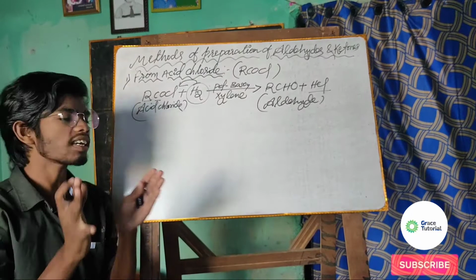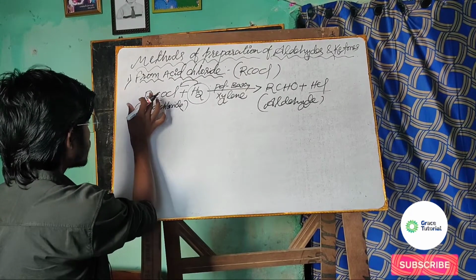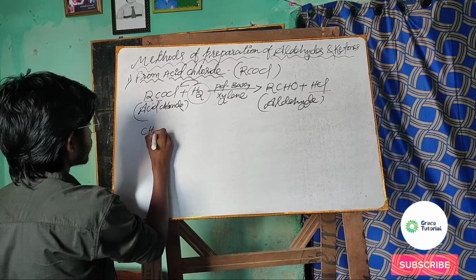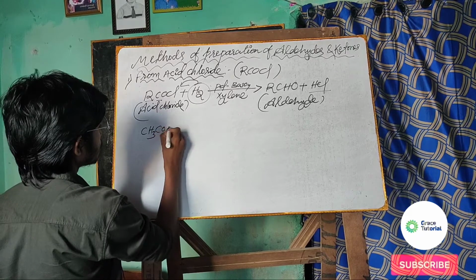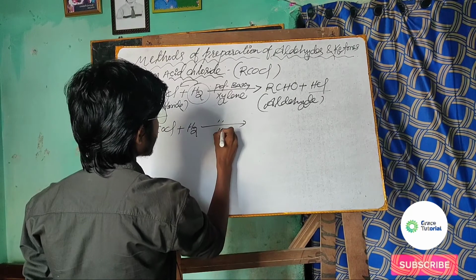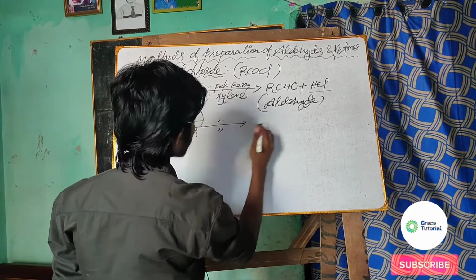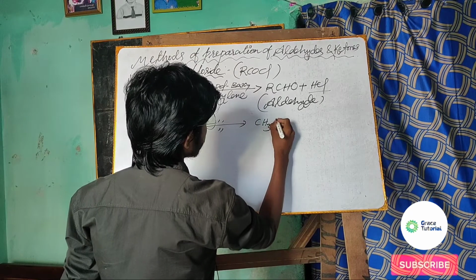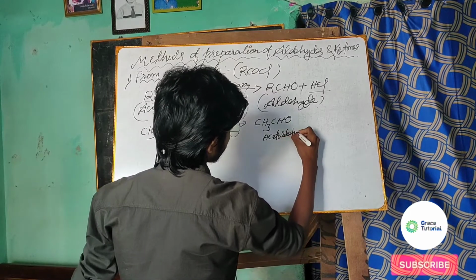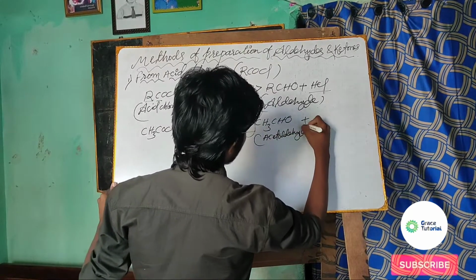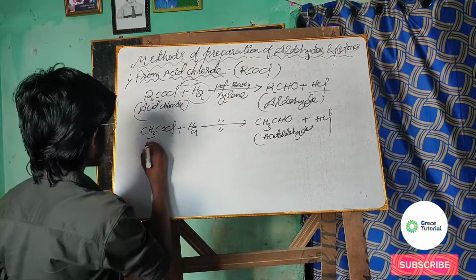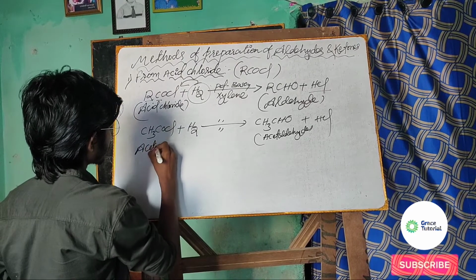Let me give you the specific example for this. If we place the methyl group in the place of R, then CH3COCl plus H2, with palladium, barium sulfate and xylene, right? What generally happens? CH3CHO. This is acetaldehyde. So acetaldehyde results, right? And here the name is acetyl chloride.